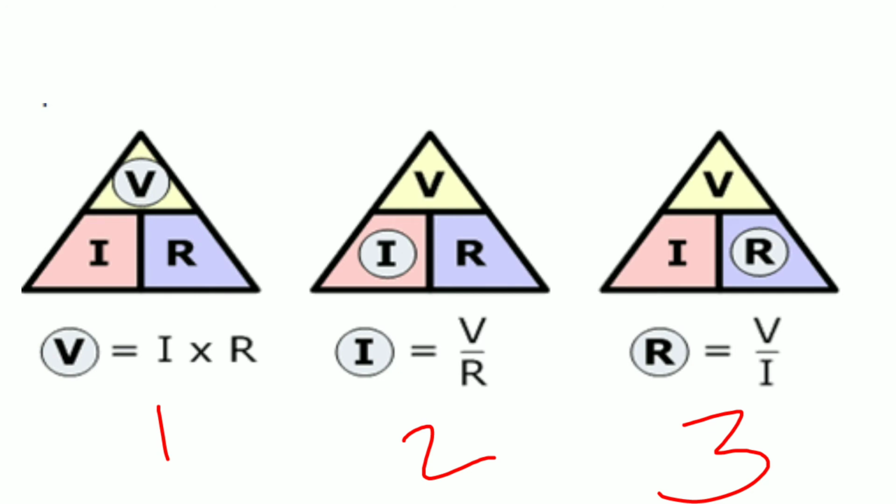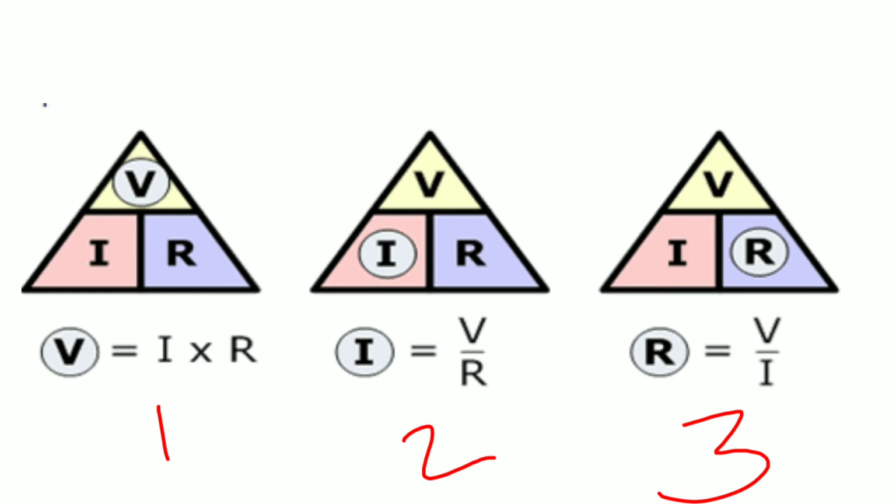Now we will understand Ohm's law with a triangle diagram to help in memorizing the Ohm's law formula very easily. In the first diagram, as you see, V is equal to I into R. Here V is the uppermost side, so V is equal to I into R, the lowermost products. In the second diagram, I is equal to V divided by R. So it is very easy.